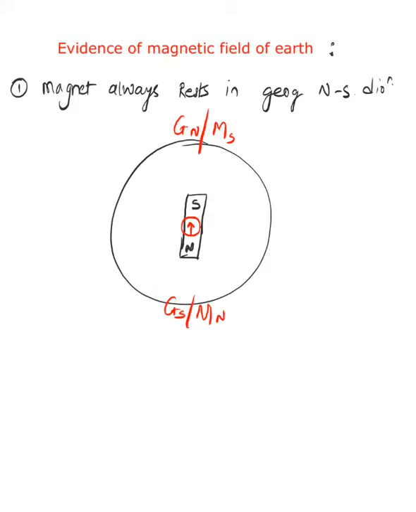So they can ask you, why does a magnet always rest in geographic north-south? You have to say that's because the Earth itself is a huge magnet. It gets its magnetic properties due to the presence of iron or nickel in the core. And because Earth is also a huge magnet, the magnetic compass always points towards the Earth's south. And that's why it will always give you a definite direction.